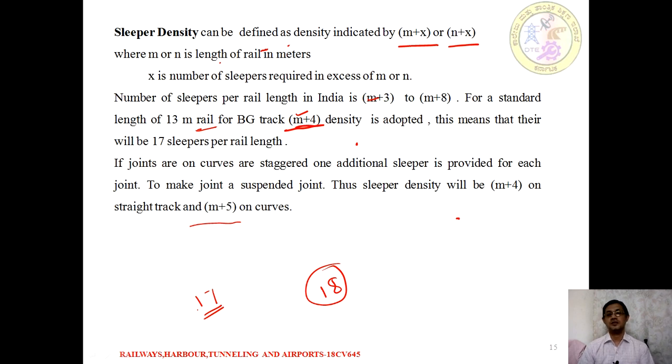So try to remember this. Suppose it is in a curved section, try to increase by one number, that is going to be m plus 5. That is going to be the sleeper density.